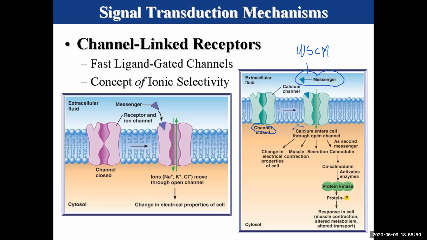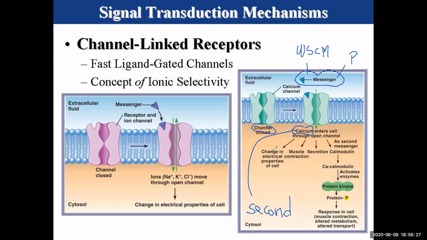In this case, calcium gets in. Calcium is an example of a second messenger. So this is the primary messenger, and calcium is acting as a second or secondary messenger. So calcium gets inside the cell, but not the messenger. The primary messenger remains outside the cell. So once calcium gets inside the cell, it can cause several signals.